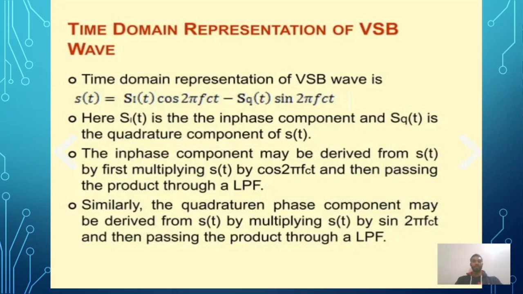The in-phase component may be derived from s(t) by first multiplying s(t) by cos 2πfct and then passing the product through a low-pass filter. Similarly, the quadrature-phase component may be derived from s(t) by multiplying s(t) by sin 2πfct and then passing the product through the low-pass filter.